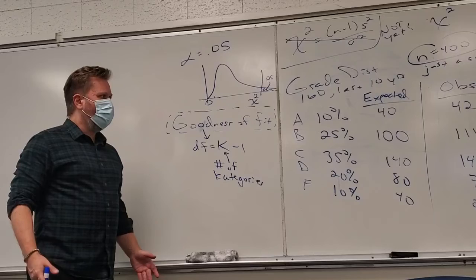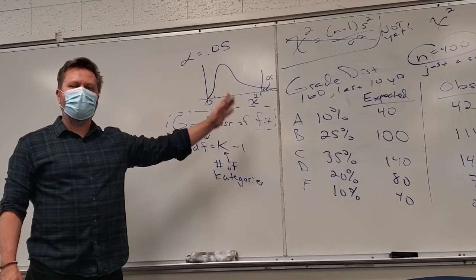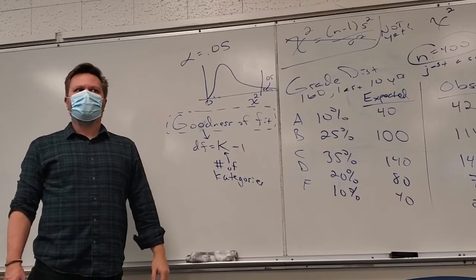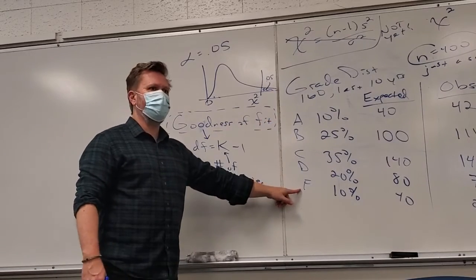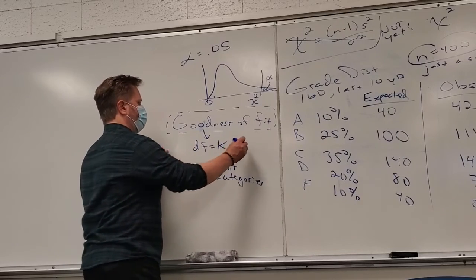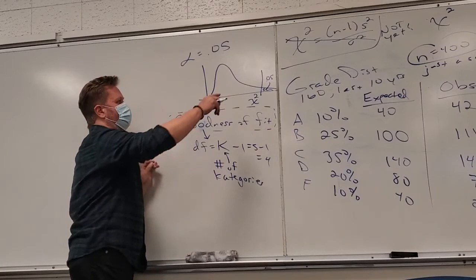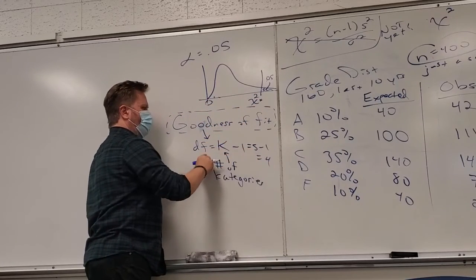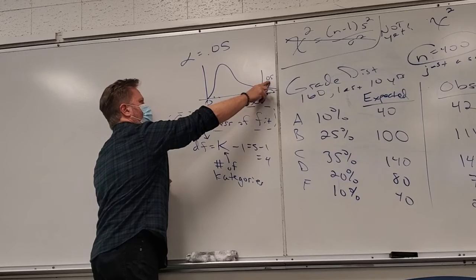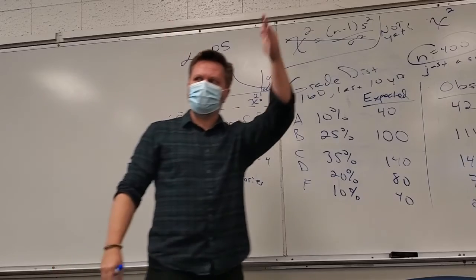How many categories did we have that we were analyzing? What was our data? Doesn't our data fall into categories? Yeah, 5 categories. So what's our degrees of freedom? 5 minus 1, 4. So can somebody please, don't say this out loud yet, 4 degrees of freedom, alpha is 0.05. What's the chi-square for the critical region?